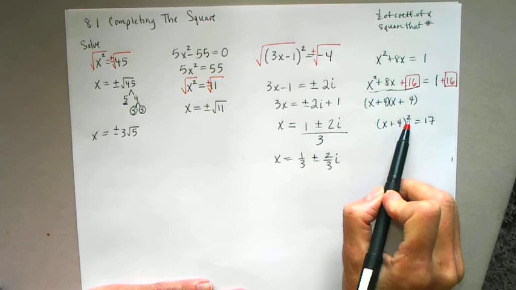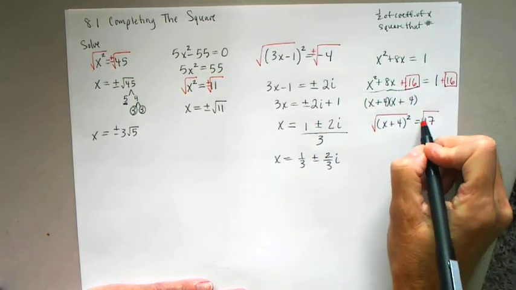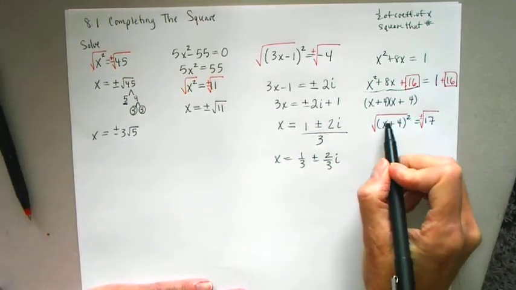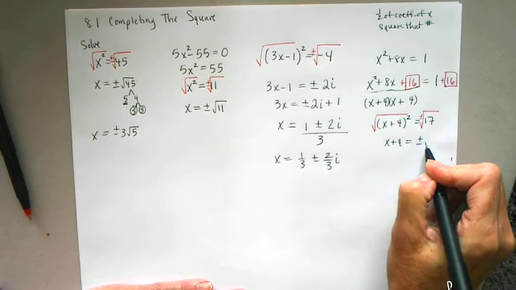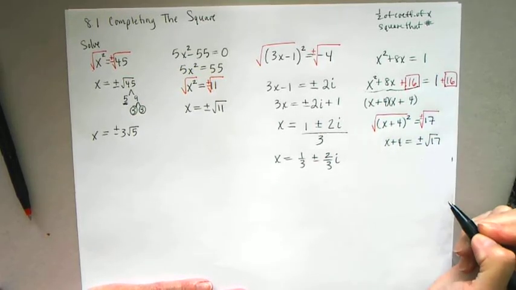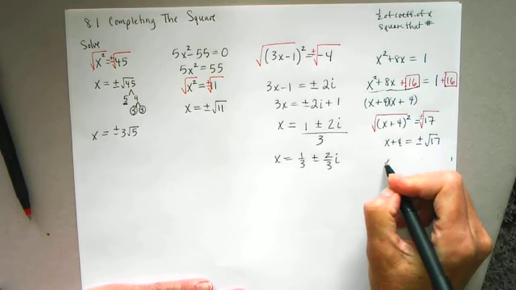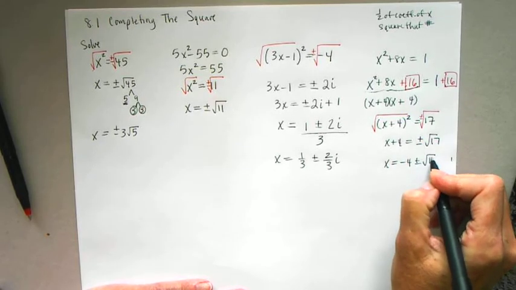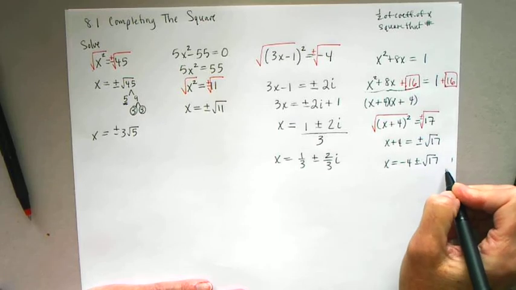I can cancel the square if I just square root both sides, and I have to remember a plus or minus. So the square and the square root cancel, and on the right, I have plus or minus root 17. Now, x is almost alone. To get it completely alone, I need to subtract 4 from both sides. And so that is my final answer: negative 4 plus or minus root 17.